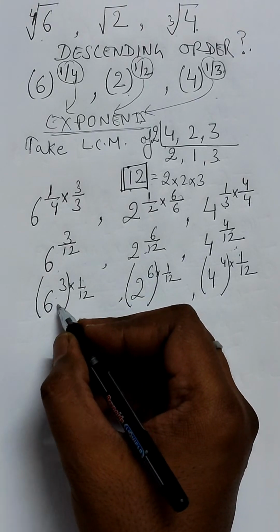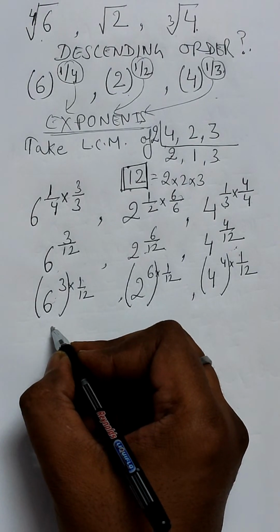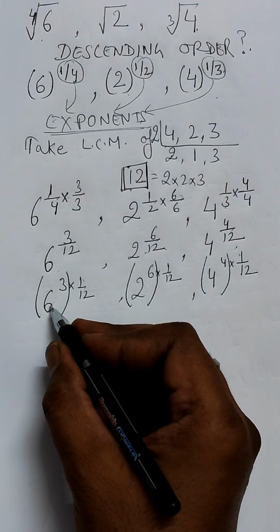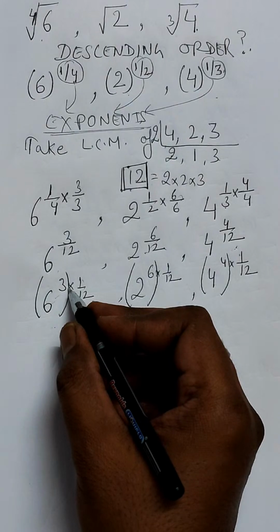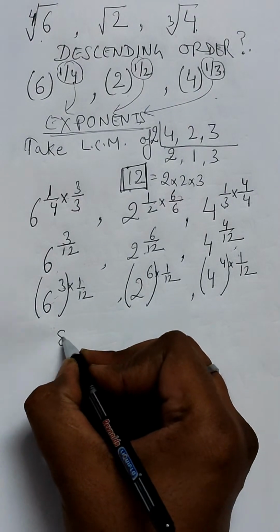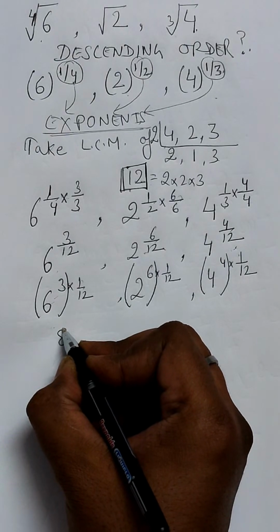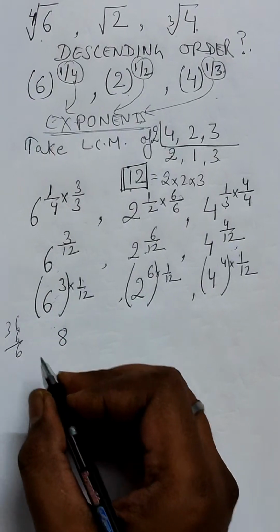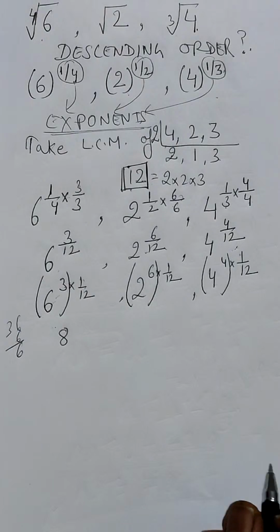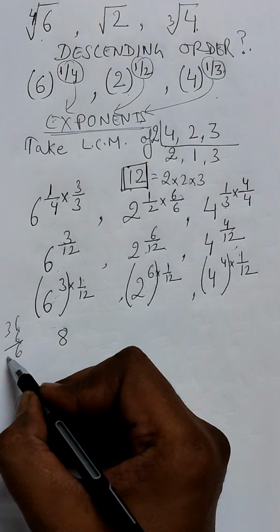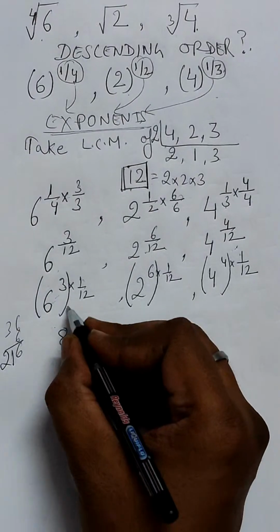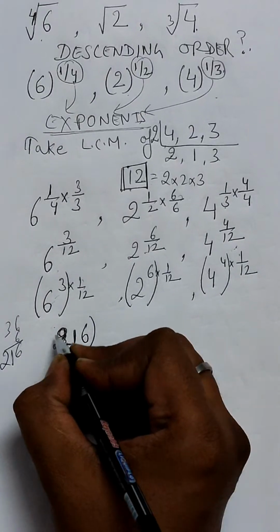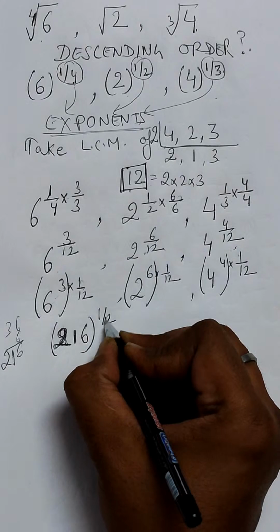Then 6 into 6 into 6. Can anybody tell me the answer of 6 into 6 into 6? 6 6s are 36, and 36 into 6 is 216. So this can be written as 216 power 1 by 12.